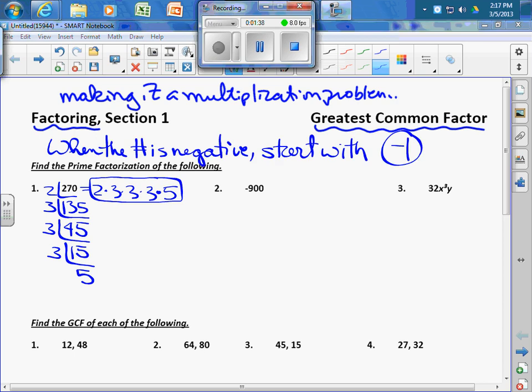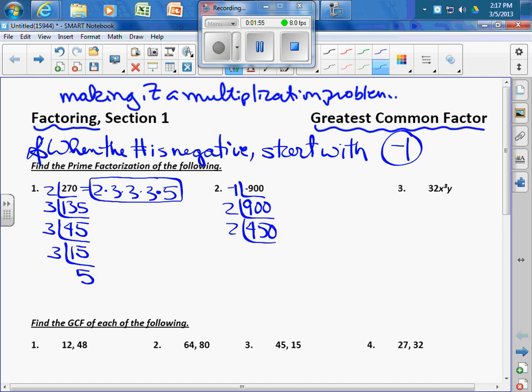Now in number 2, we have negative 900. And here's a little thing about negative numbers. When the number is negative, start with dividing it by negative 1. And that way I get rid of that negative and I can just start dividing by 2 and I get 450.